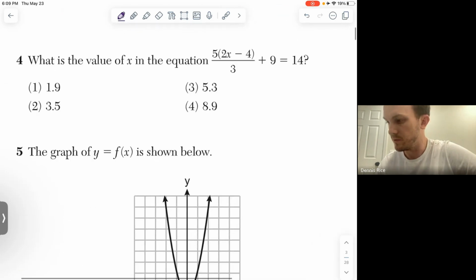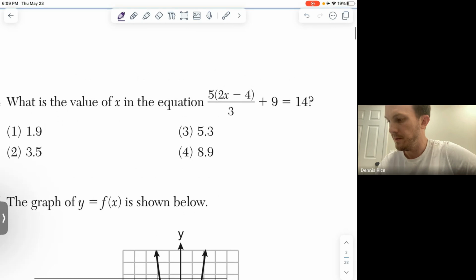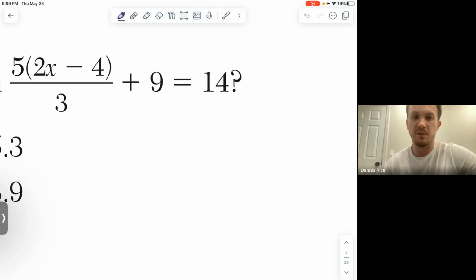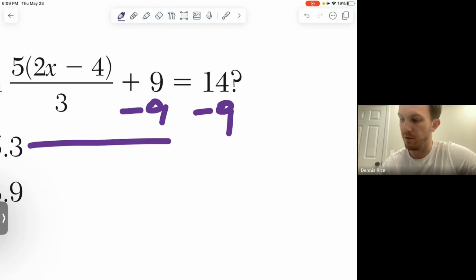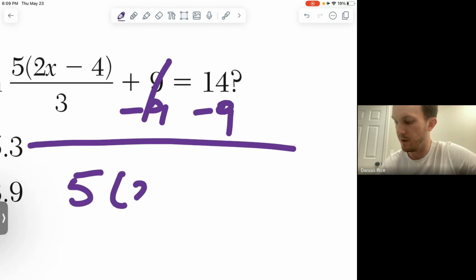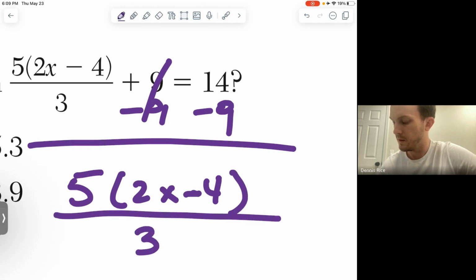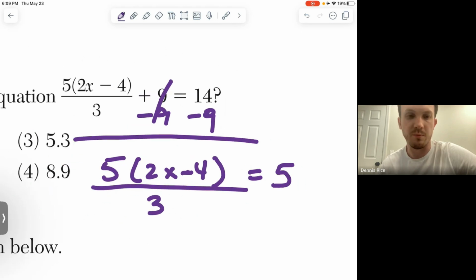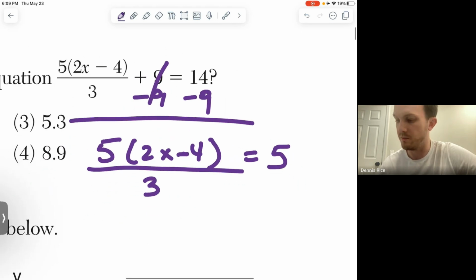Okay, nice, easy multiple choice to start. Different looking equation here, just like a different look to it. We're up to question 4. We would start by getting rid of the 9. That's going to give us 5. And then I'm going to rewrite what's left. Just unusual, I guess, the way this one looks. So we'd want to get rid of this big divide by 3. So what can we do to do that? We can multiply by 3. That's going to create a 15.